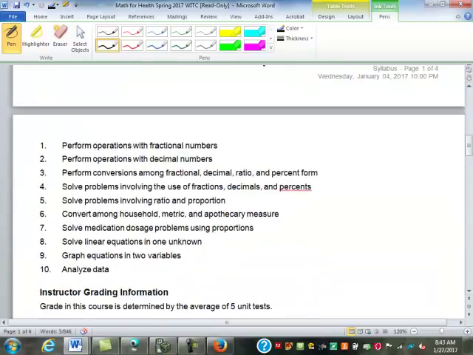So here are our competencies again. We have the fractions, decimals, in other words, basic arithmetic for some review. We have percents. Then we're going to have conversions between percents, fractions, decimals, ratio problems, our measurement conversions, the big dosage calculations for medical math, the algebra I mentioned, solving equations and graphing equations, and then the basic statistics.